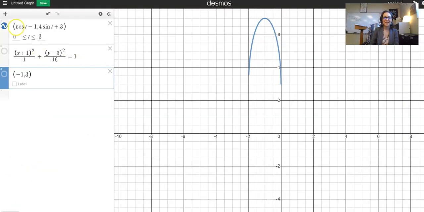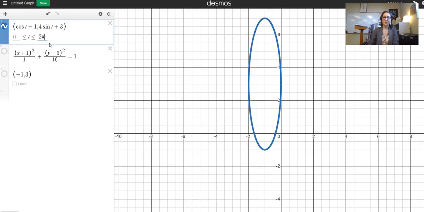All right, so in the blue, I have typed in what we started with, our parametric equation. Do notice if you're in Desmos, you need to use t as your parameter, not theta. Now, this is not quite giving me the full picture. How far do you think I need to go to get a full rotation? Think radians. I need to go 2 pi, right? And there I've got the full picture.